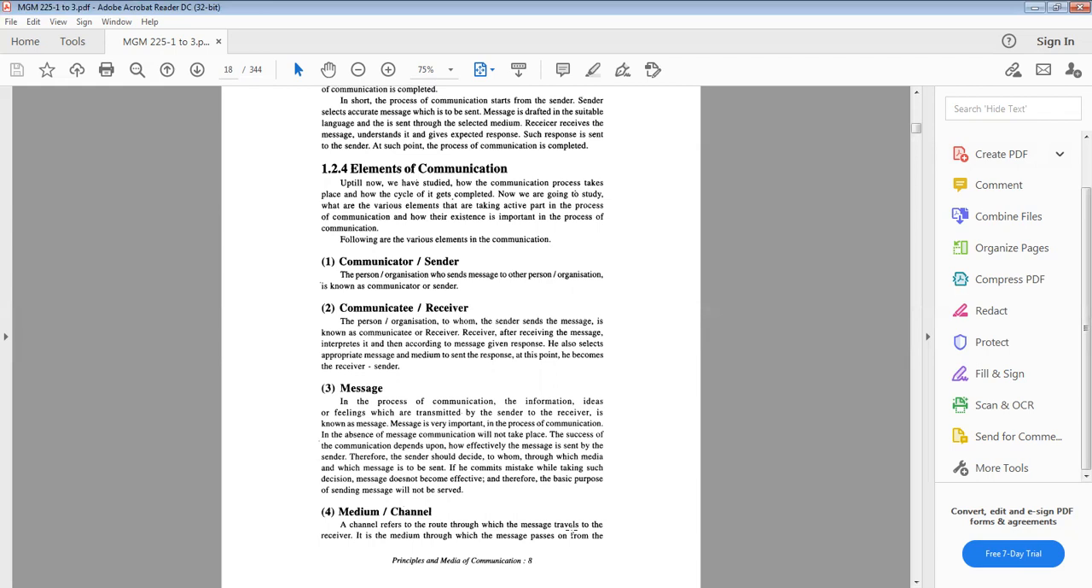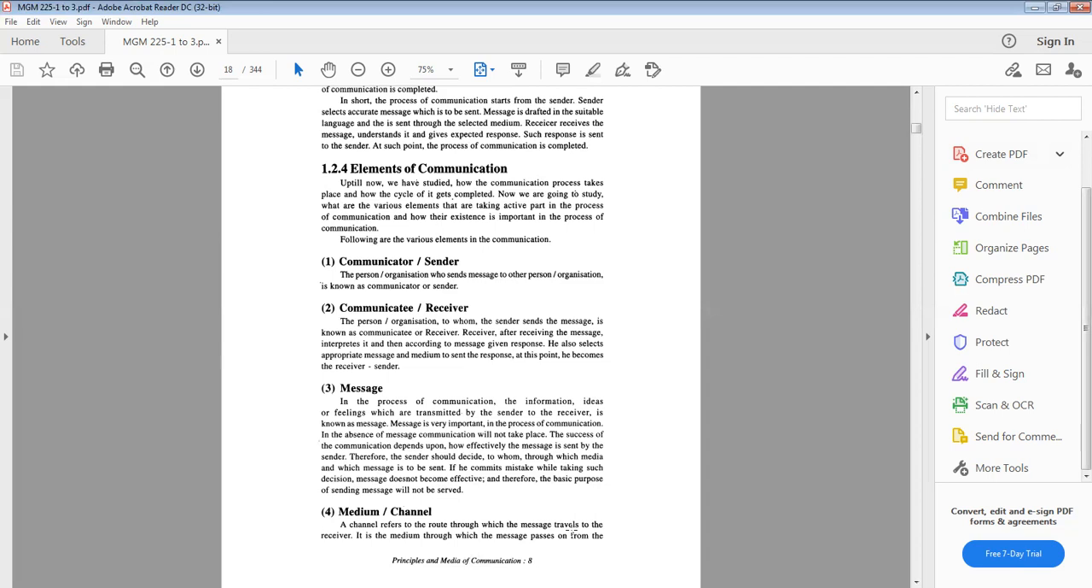The receiver, after receiving the message, interprets it and then responds according to the message given. He also selects an appropriate message and medium to send the response. At this point, he becomes the sender. Message. In the process of communication, the information, ideas, or feelings which are transmitted by the sender to the receiver are known as the message. The message is very important. In the absence of a message, communication will not take place. The success of communication depends upon how effectively the message is sent by the sender.